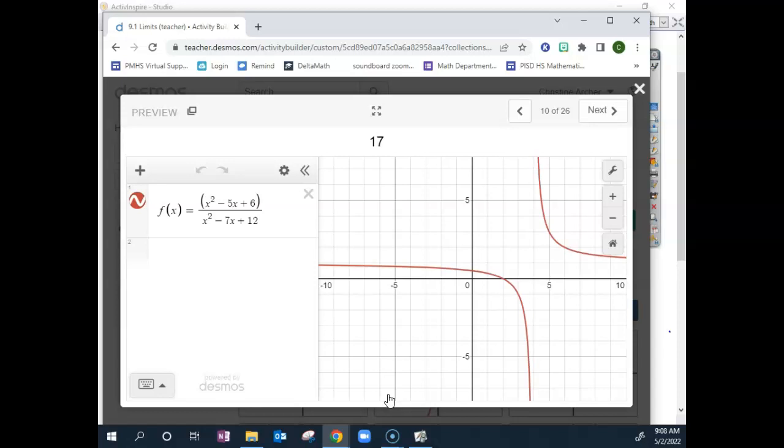Okay, so for this one at x equals 3, it's undefined, right? But on either side, it's almost negative 1.